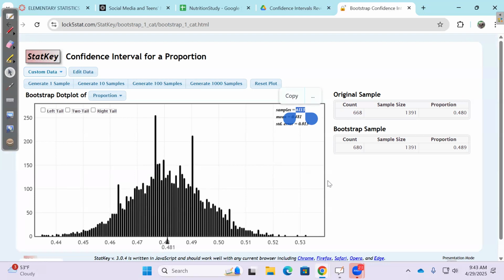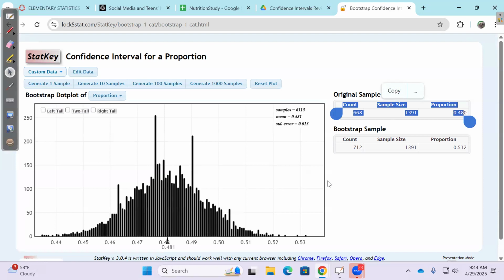Okay, so now, if you look in the upper right corner of the box, I have 6,115 samples. Each sample consists of 1,391 people. So every single dot, and there's so many dots they're blending together, but I can click on them, and each time I click on one, it's going to update the bootstrap sample over here. I don't really care what each individual one is, but what this shows me is if your first sample up here was a good representative sample, this is what variation in the population probably looks like.